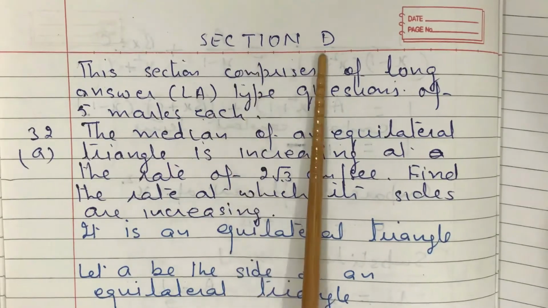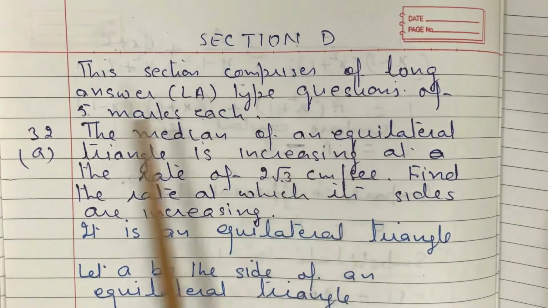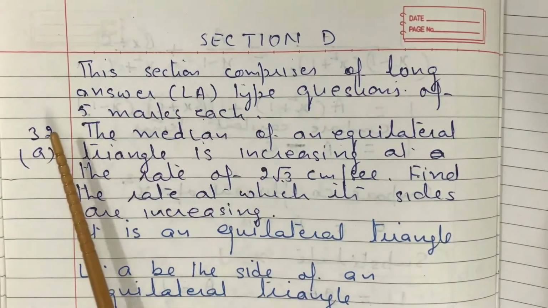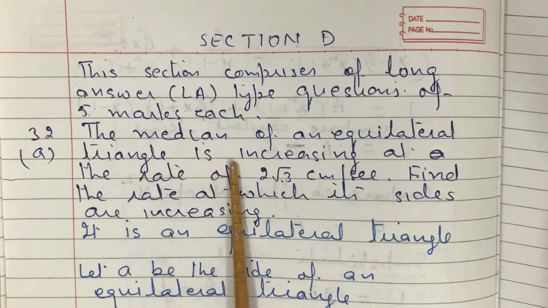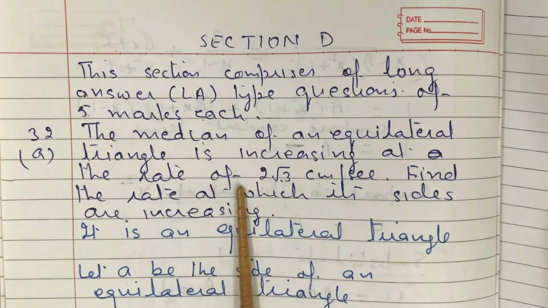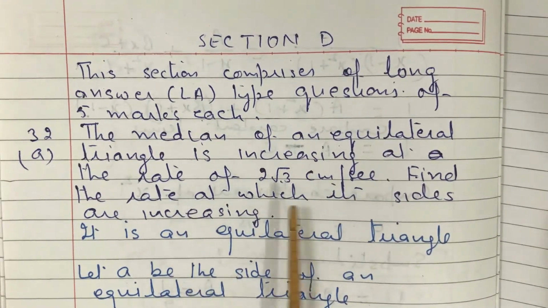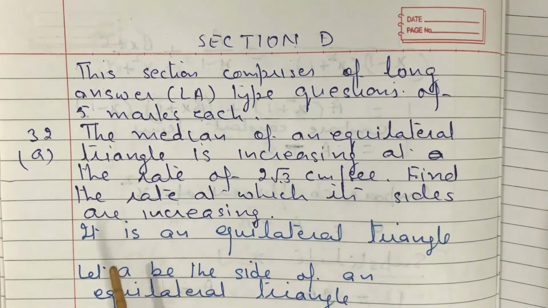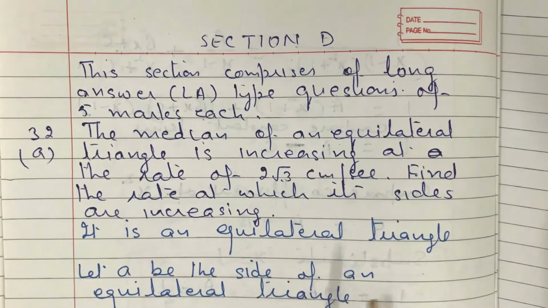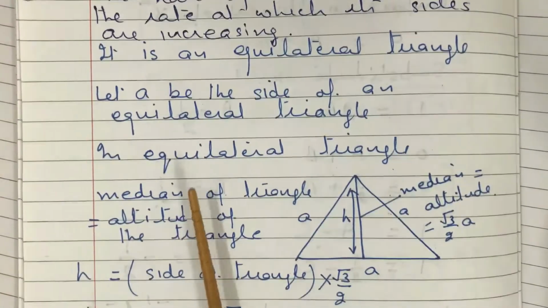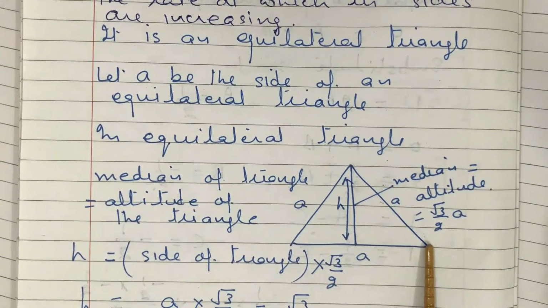Now this is section D. This section comprises of long answer type questions of 5 marks each. 32nd question A part. The median of an equilateral triangle is increasing at a rate of 2 root 3 centimeter per second. Find the rate at which its sides are increasing. Now it is an equilateral triangle. Let a be the side of an equilateral triangle. Now in an equilateral triangle, now this is an equilateral triangle.